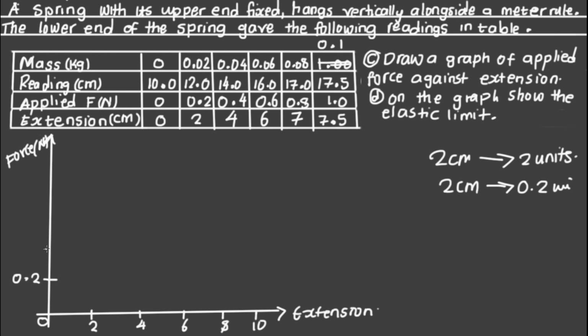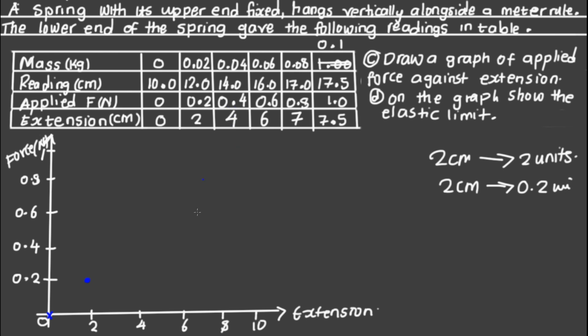So we are going to have 0.2, then here we are going to have 0.4, then we'll have 0.6, 0.8, then here 1.0. So I'm going to start with the first one. The first one is 0, 0, which is the origin. Let me just use a different color. So this is my origin. Then the second one is 2, 0.2. So in the x-axis is 2, in the y-axis is 0.2.